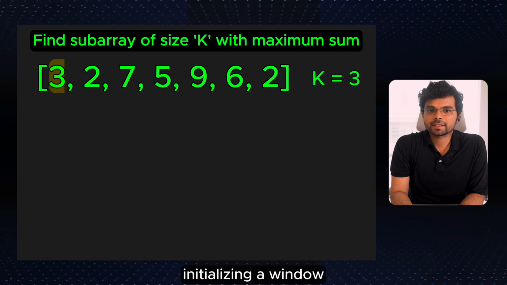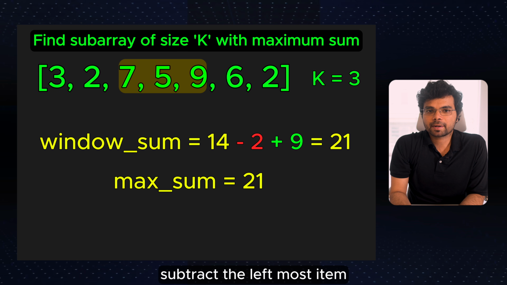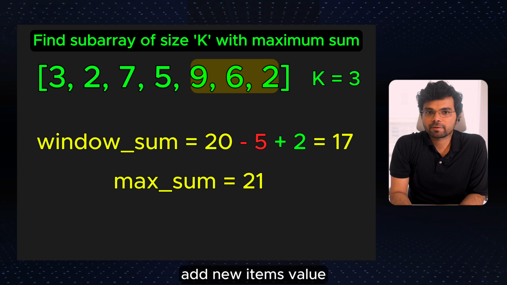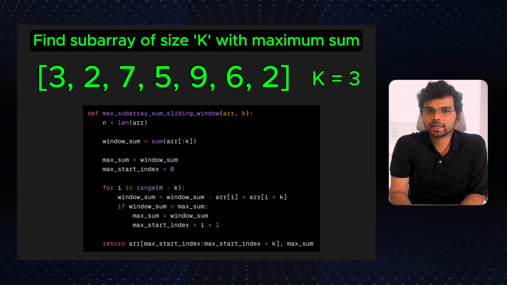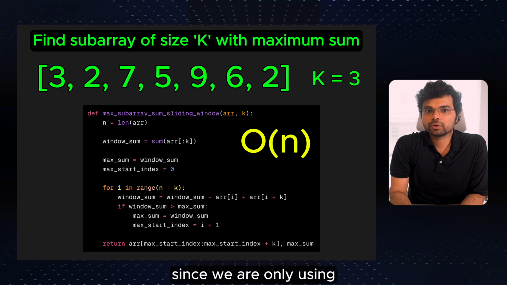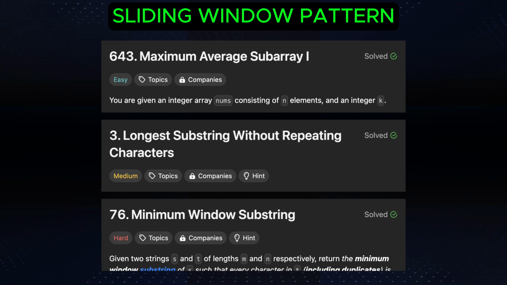We start by initializing a window containing the sum of the first three elements, and as we iterate through the array, we subtract the leftmost item, add the new item's value to the window, and update the result. This reduces the time complexity from O(n times k) to O(n), since we are only using a single for loop to iterate through the array. Here are some LeetCode problems to practice this approach.